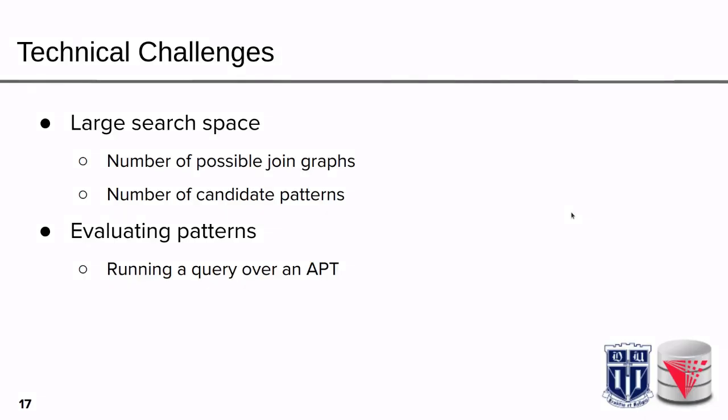Given the previous foundations, we mainly face the following technical challenges in implementing CaJaDE. We have a large search space, which comes from 2 aspects. First is the number of possible join graphs. Second is the number of candidate patterns. In the evaluation step, we also run into a huge runtime cost in evaluating the candidate patterns over the APT.